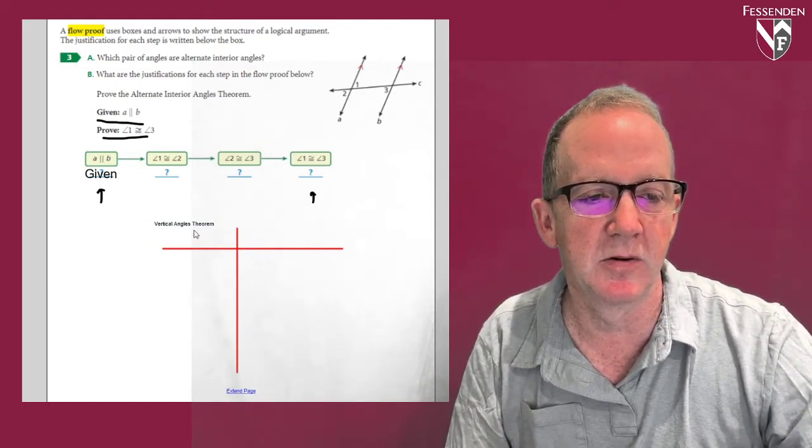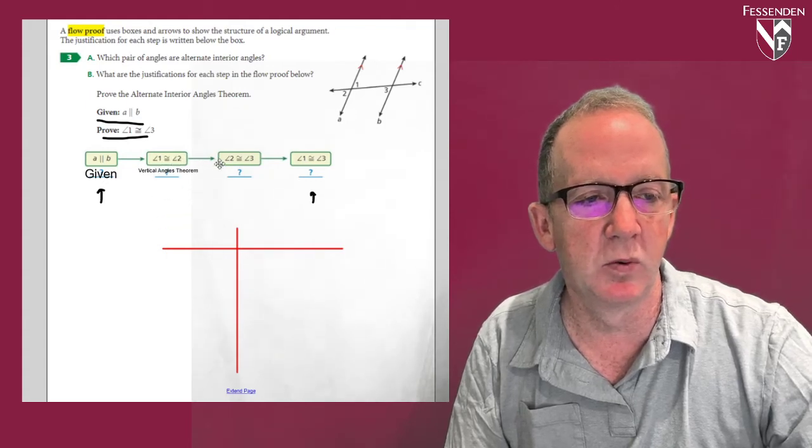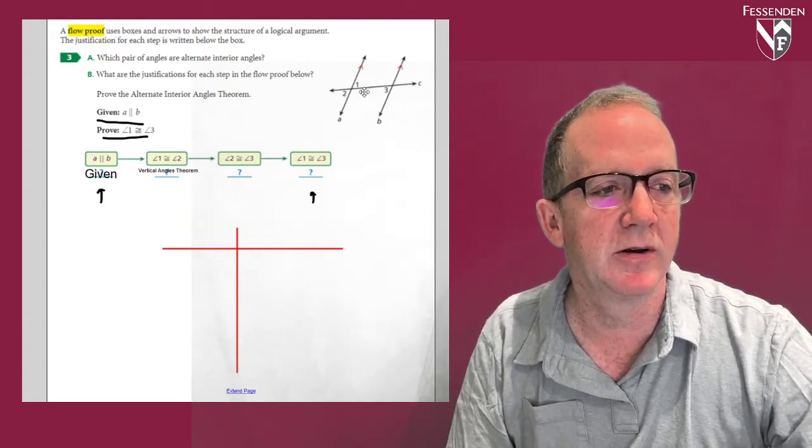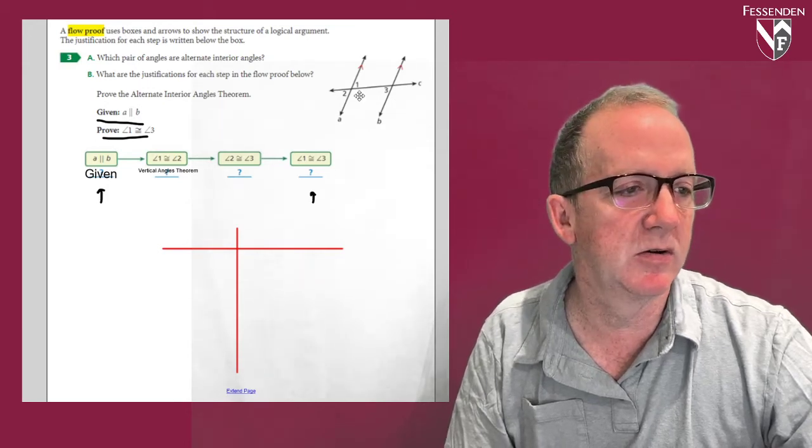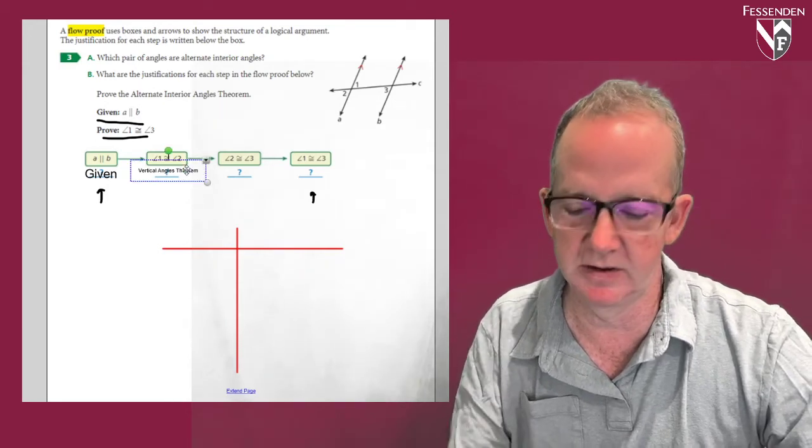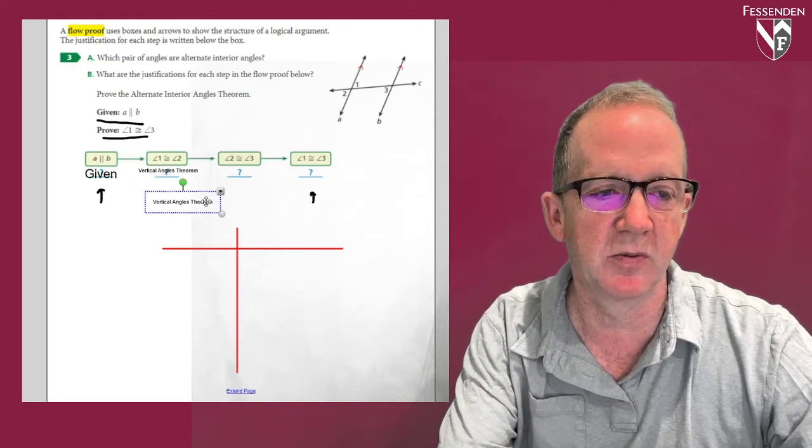Keep it kind of small. Why is 2 congruent to 3? Well, they look like they are corresponding angles, and that's a postulate. So we'll put that in, corresponding angles postulate.